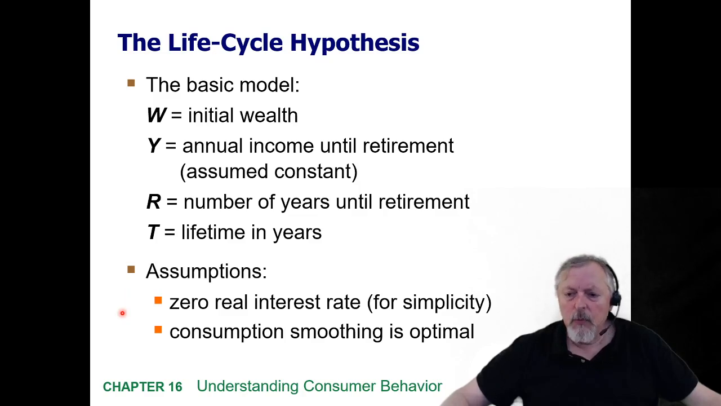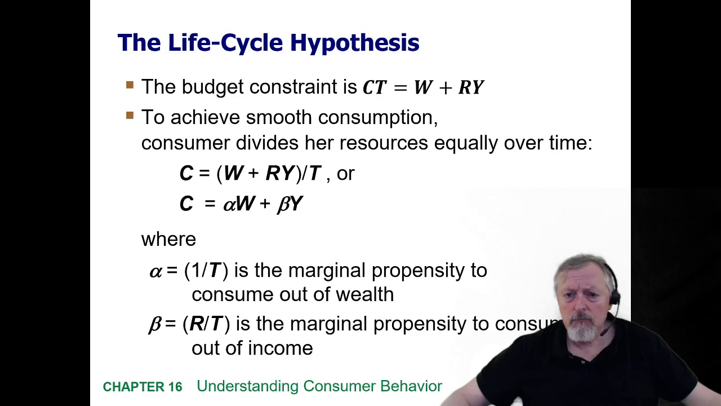To make things very, very simple, we will assume the interest rate is zero, and we'll assume that everyone prefers to have as little variation in consumption over time as possible. So, the lifetime budget constraint is total consumption over your life must equal total income over your life. Total consumption is consumption per year times T, the number of years you live. Total income is whatever you started with when you were born, W, plus the total number of years you'll work times your income per year while you're working.